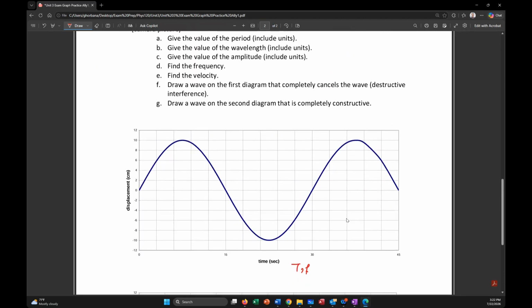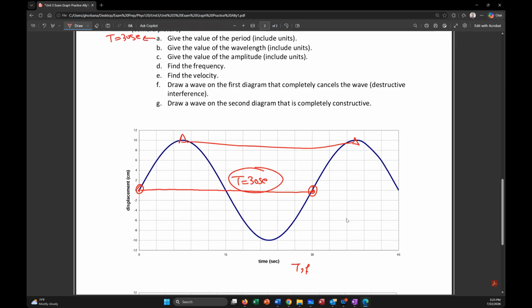From here to here is 45, and one complete motion is from here to here, or from here to here. Any one that helps you find it is perfectly fine. I use this one because it starts from 0 and ends exactly at 30. Good. The period is 30 seconds. So A is 30 seconds.